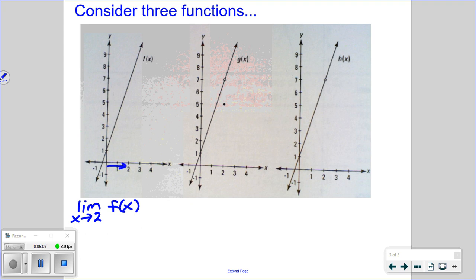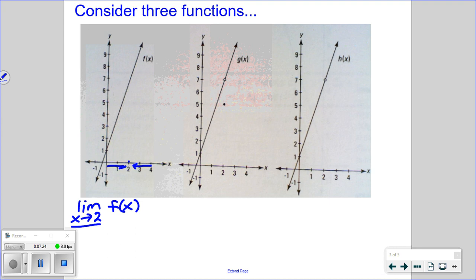Okay, now here's 2 on the number line. So this notation right here, x arrow 2, means x is approaching 2 from the left and the right. Yeah, x is getting closer to 2 from both directions. So let's go up to our graph and do the same thing, and we'll see what we think y is getting closer to.